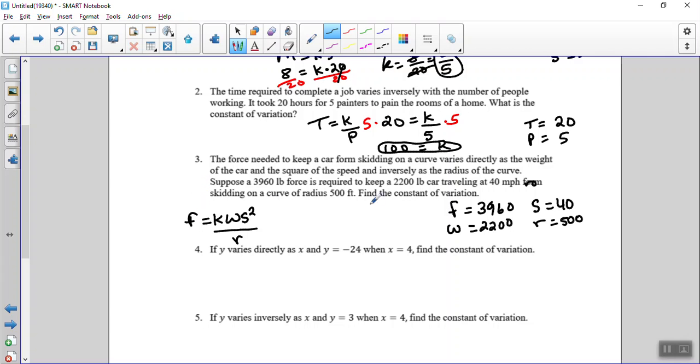So I'm going to say the force, 3,960, equals K, I don't know what K is, times the weight. I like to use parentheses: (2,200), and then the speed is 40, don't forget the square, divided by R, the radius, which is 500.